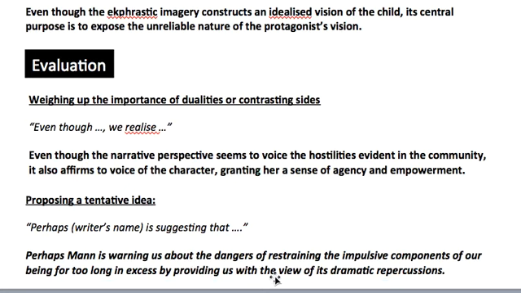So that tentative language, perhaps, it may be, it could be that, it might be, is really useful for thinking about overall authorial intention and evaluating what a writer is attempting to do.